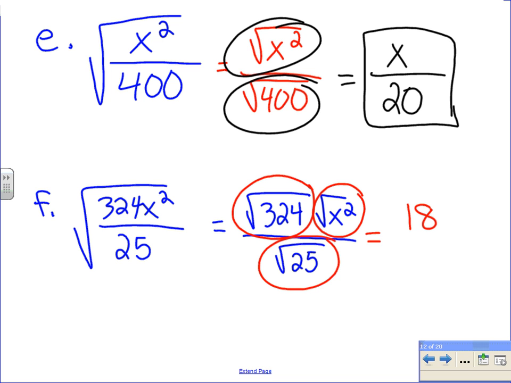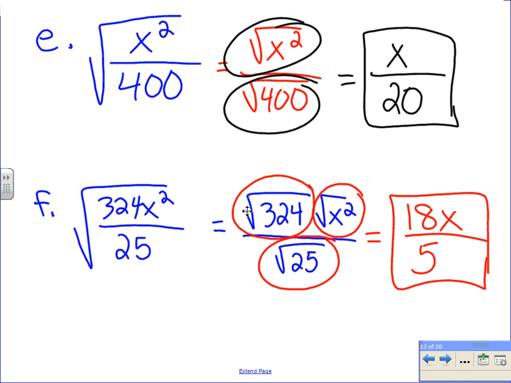Square root of 324 is 18. Square root of x squared is x. And square root of 25 is 5. That's our answer, completely simplified.